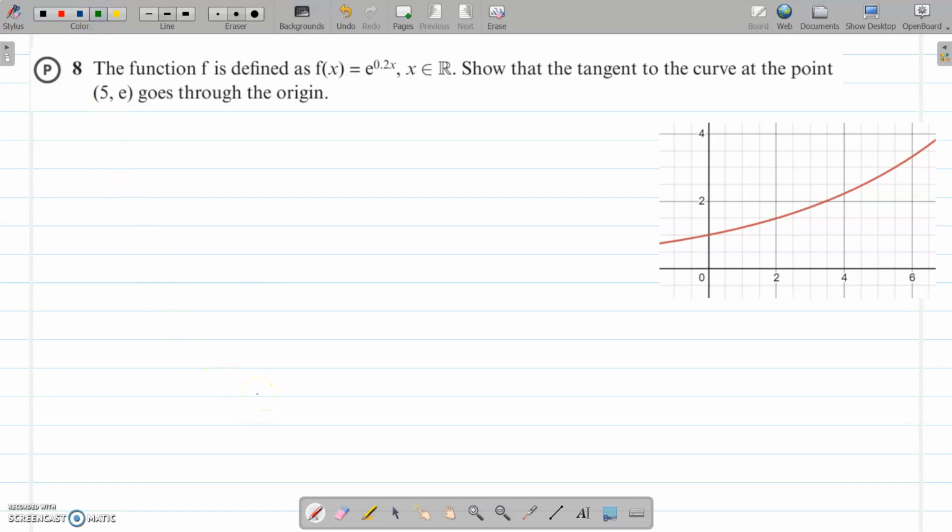Welcome to this question from the Year 1 AS book. It's exercise 14B, question 8. Now we have here a function f defined as shown there.